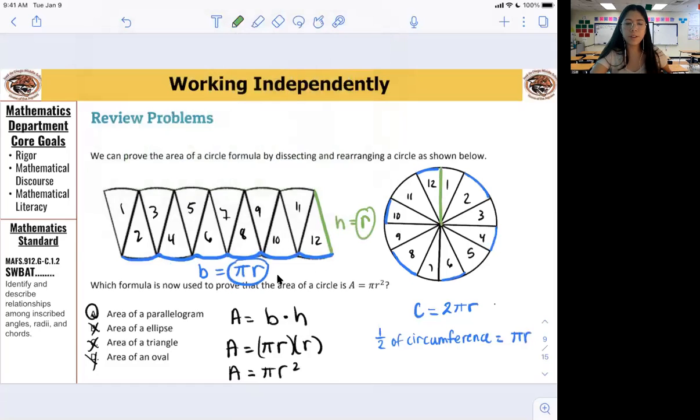Alrighty, any questions on that? That is the definition. Very easy to just try and memorize it as best you can. The base is pi r and the height is r. No questions?